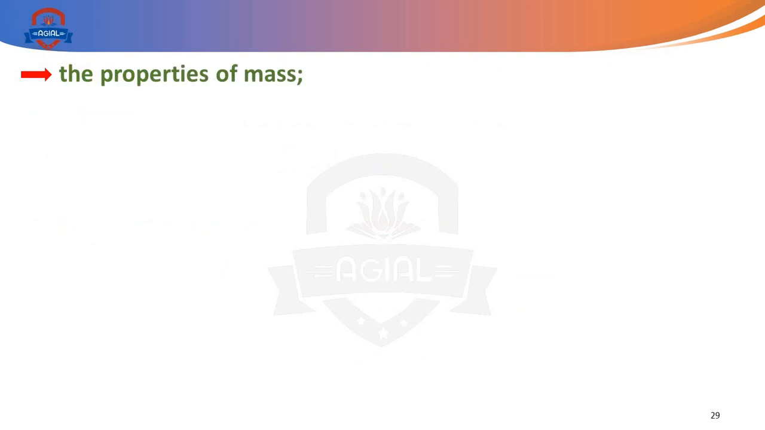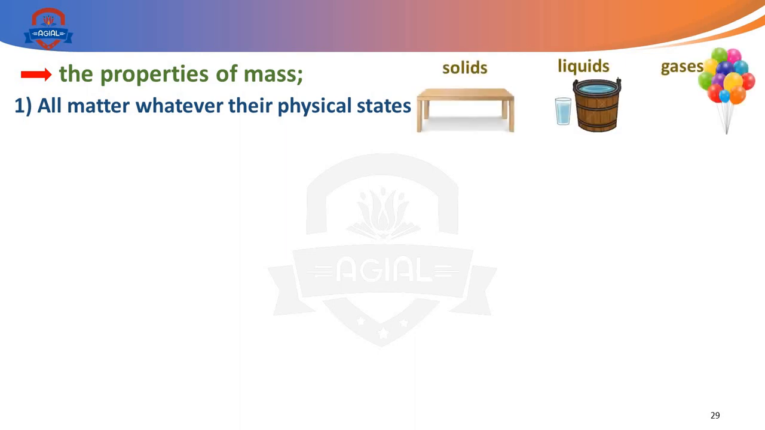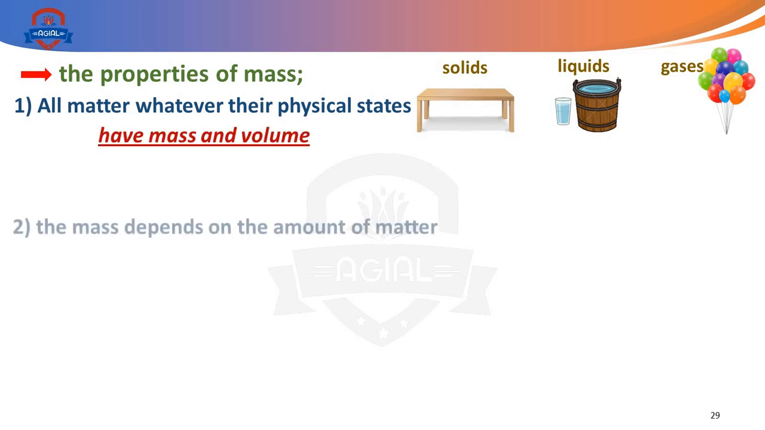Now we will talk about the properties of mass. The first one, all matter, whatever their physical state, which is solid or liquid or gases, have mass and volume. The second one, the mass depends on the amount of matter.